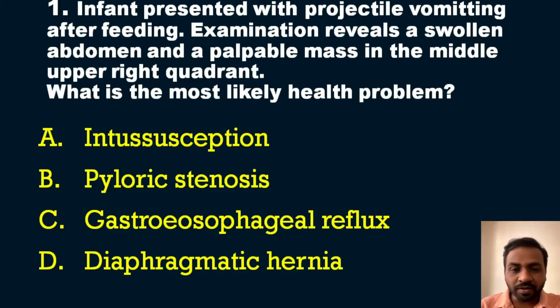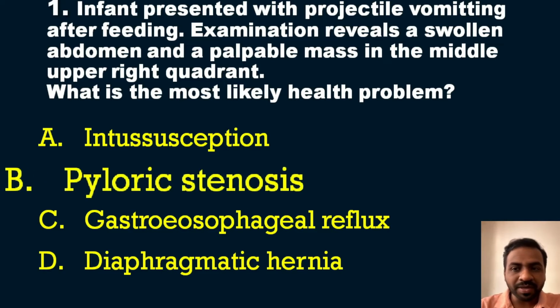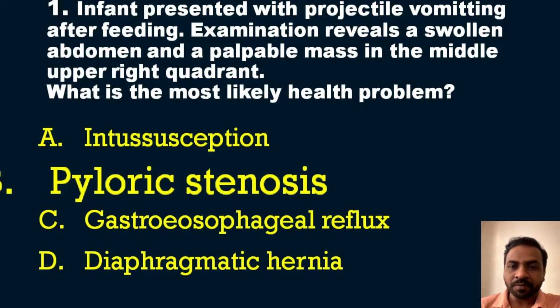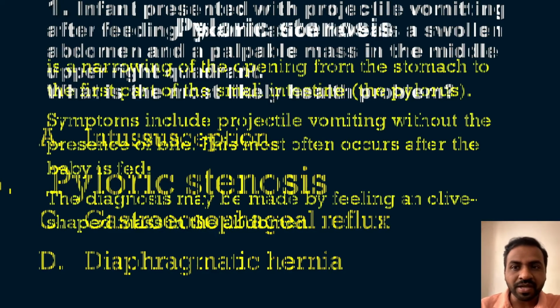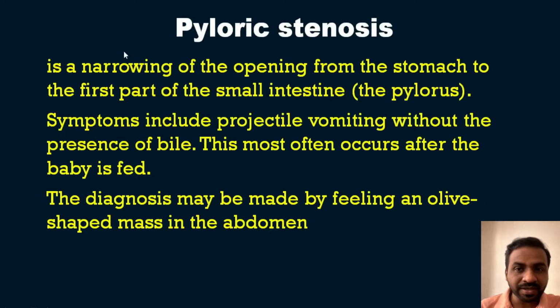So here the answer for the question is obviously option number B, that is pyloric stenosis. The features we have mentioned in the question are typical for pyloric stenosis, and we will see what pyloric stenosis is. It is a narrowing of the opening from the stomach to the first part of the small intestine, that is, from the pylorus. So symptoms include projectile vomiting without the presence of bile.